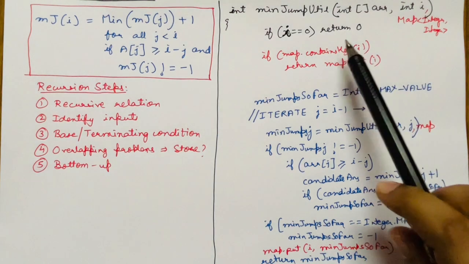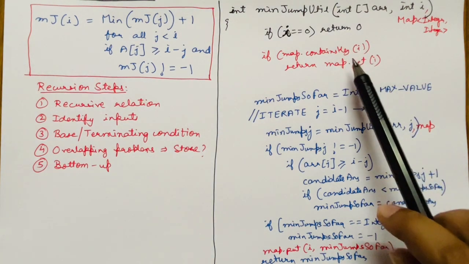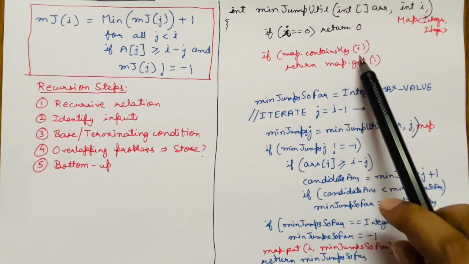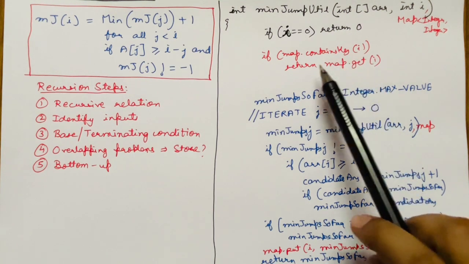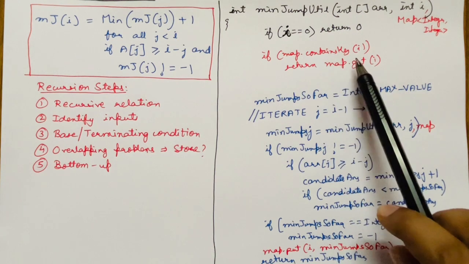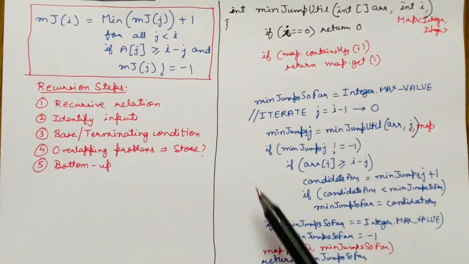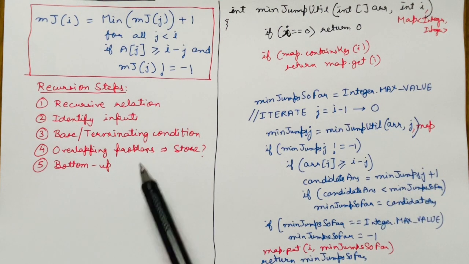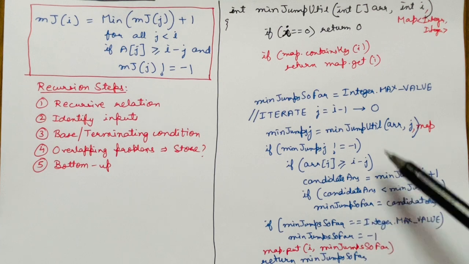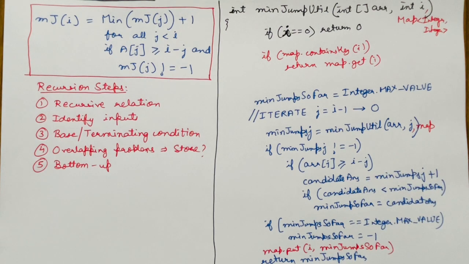And whenever we encounter any input, we will first check if we have encountered this input in the past. So we will first check if this input is present in the map. If this index is present, then we will return the answer directly from there instead of recalculating it again. Now we have solved the problem of overlapping subproblems and our time complexity has reduced drastically.